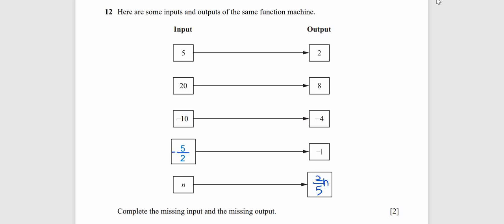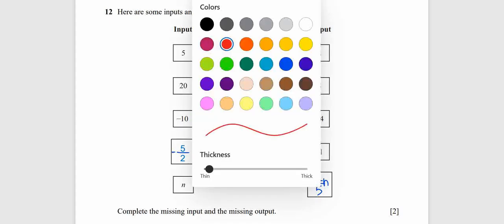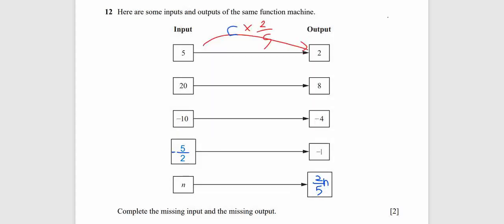Here's how it works. You see from here to here, to get 2, we have to times by 2 over 5. So when 5 is times by 2 over 5, this one cancels out and we get 2. So let's check with the second one. 20 times 2 over 5. 5 and 20 cancel out into 4. 4 times 2 is 8, so it's correct.